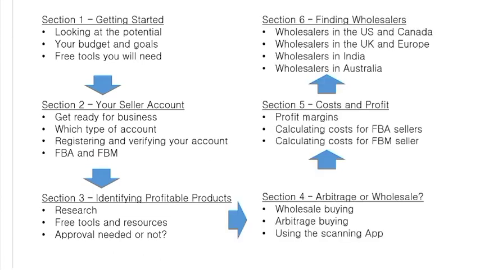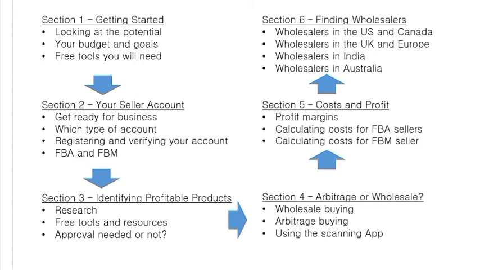Next, we're going to look at arbitrage or wholesale. So that's two different types of purchasing. We're going to look at wholesale buying, we're going to look at arbitrage buying, and you're going to learn about using the scanning app as well, so the Amazon scanning app. And in the next section, section 5, this is really important. You're going to learn about profit margins and what to expect, so what is reasonable and what is not reasonable. And I'm going to show you how to calculate your costs so that you know how much that you can pay for something and still make a profit when you sell it on Amazon.